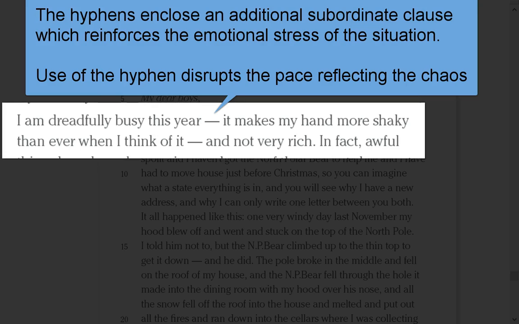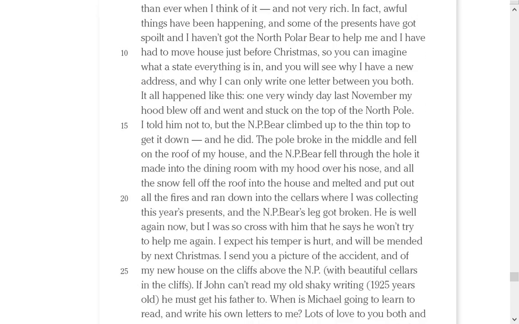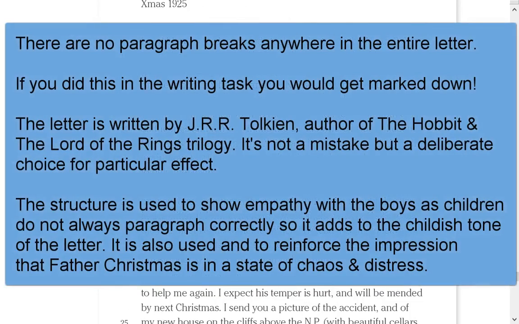And the hyphenation and the insertion of that extra piece of information shows how busy he is, because he can't get his thoughts in order very clearly. The other thing that we notice immediately here is this whole letter is just one long paragraph. And actually structurally it's incorrect. There are places where there should have been paragraph breaks, but it's been written as one long paragraph.